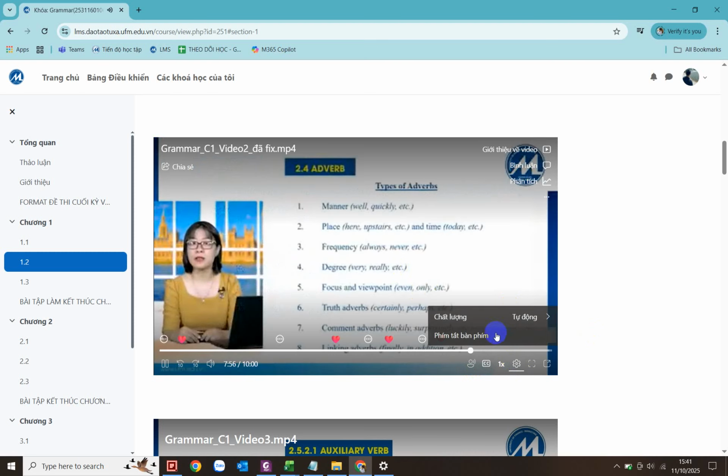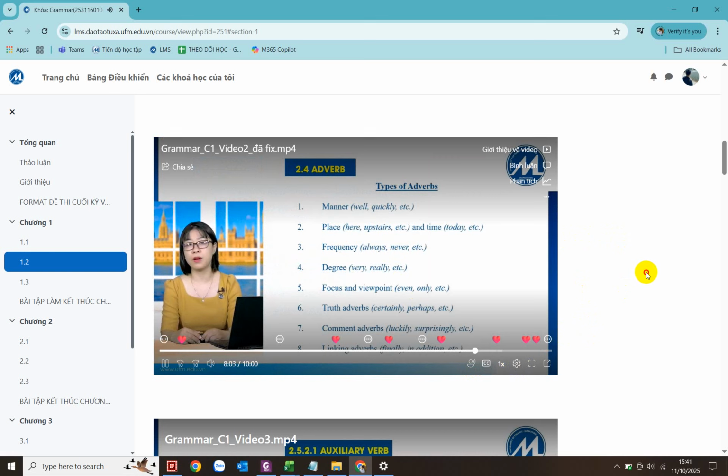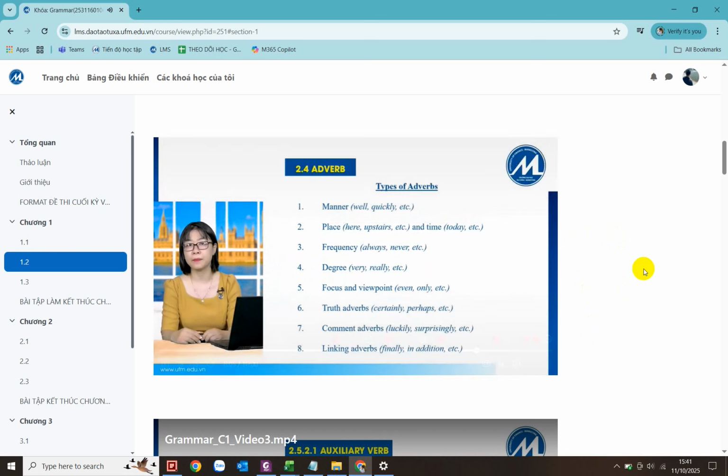There are many different kinds of adverbs which can add different kinds of information to a sentence. The first kind is manner, words like well or quickly. The second kind is place, like here or upstairs, and time, like today, yesterday. The next kind is adverb of frequency, words like always, never, usually. The next kind is adverb of degree, words like very, really, quite, fairly.